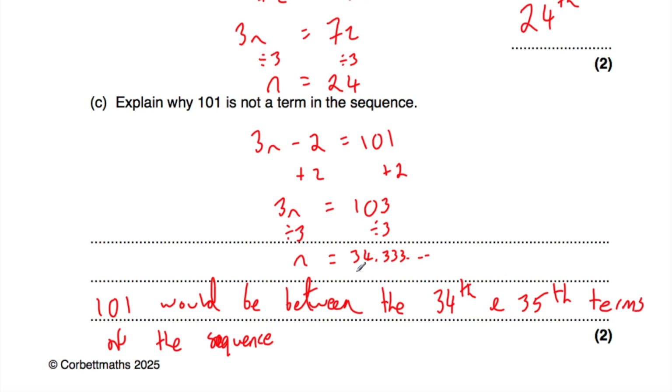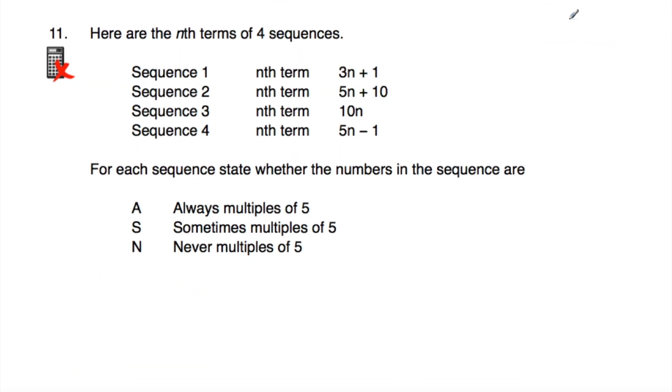And that's it. Okay, let's have a look at our next question, question number 11. So question number 11, we're told here are the nth terms of 4 sequences. So sequence 1, sequence 2, sequence 3, and sequence 4, and we've got their nth terms. So 3n plus 1, 5n plus 10, 10n, and 5n subtract 1. And we're asked for each of the sequences to state whether the numbers in the sequence are always multiples of 5, sometimes multiples of 5, or never multiples of 5.